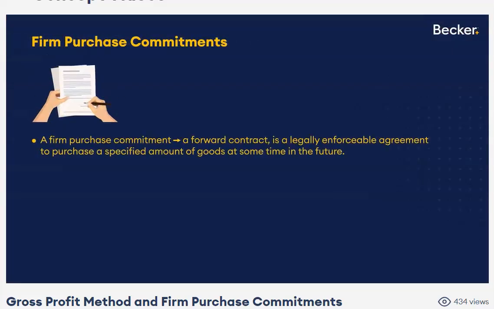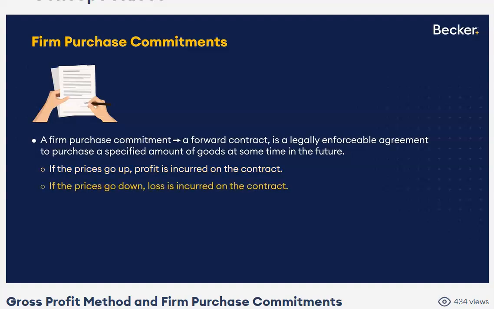Okay, firm purchase commitments, a forward contract. It's a legally enforceable agreement. We're promising to buy our inventory in the future, but at a price we're locking in today. If prices go up, well, then you know what? We're going to make money on that contract. But if prices go down, you're going to lose money on that contract, okay? So if you don't have your crystal ball, if you forgot to change your AA batteries and your crystal ball's not working, maybe prices don't go up, because if they go down, you're going to have a loss.